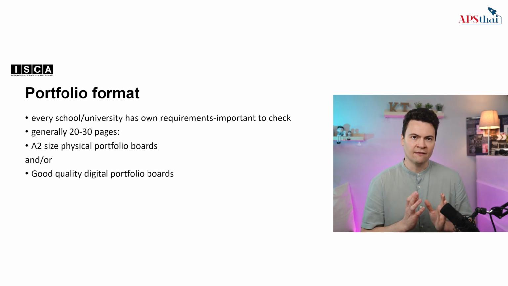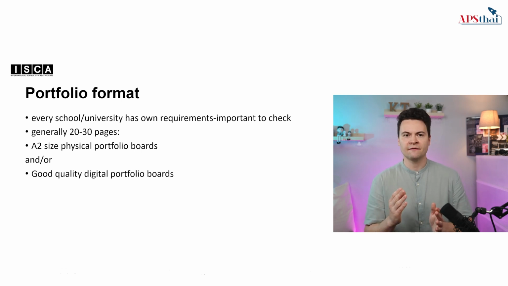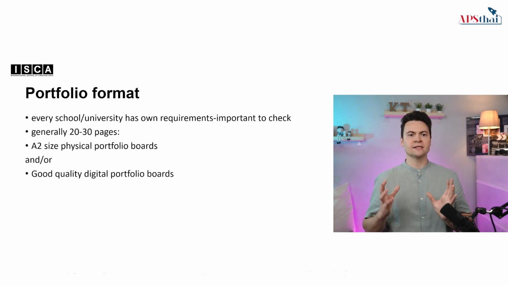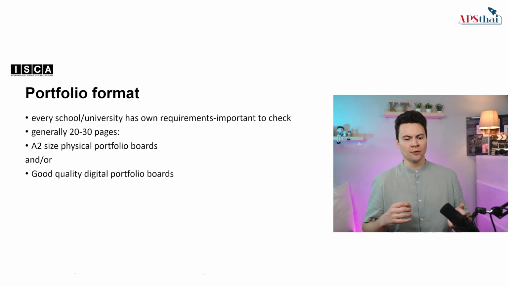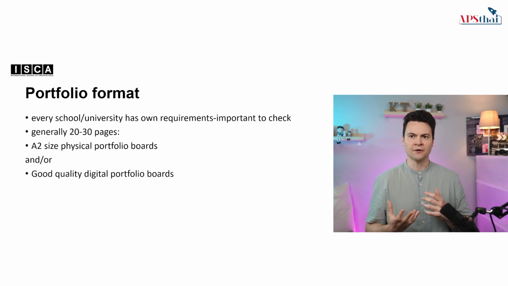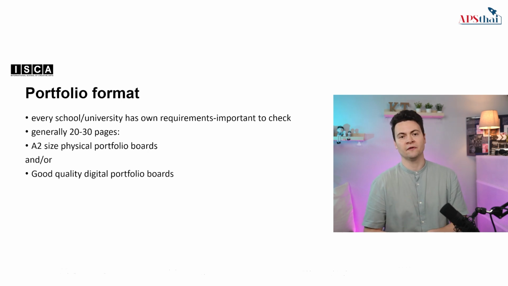Generally, a portfolio will have about 20 to 30 pages or slides. So there'll be 20 images or 30 images that have the variety of work we just talked about. If it's a physical portfolio, we like to work on A2 white cards, and we can call them display boards or portfolio boards, but generally these are quite large sheets that we stick our work down because we like a lot of borders around our work, almost like an art gallery wall. If we're not doing a physical board, then we'll use high quality digital portfolio works.